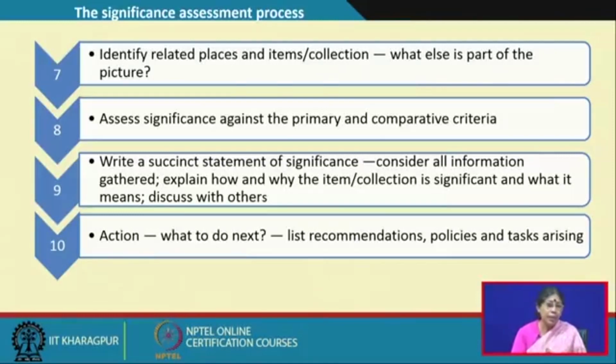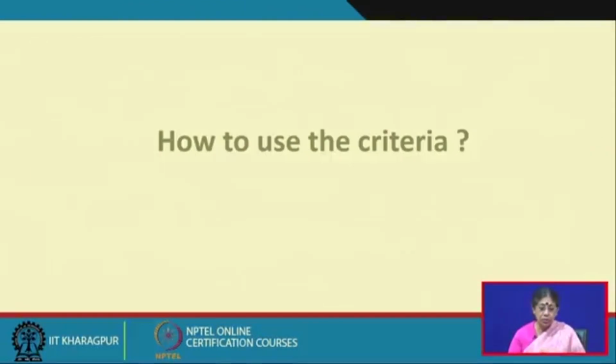But I must also mention at this stage that this statement of significance is not just an inventory, and there is a difference between these two. So, we have to know how to use the criteria. We have seen the statement of significance, we have summarized that, and then we have to understand how to use the criteria for the implementation and the action stages. Thank you.